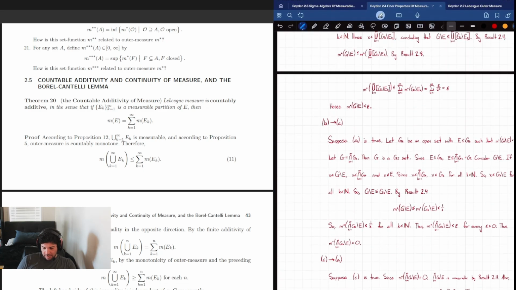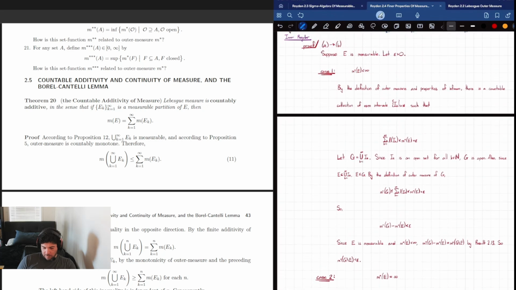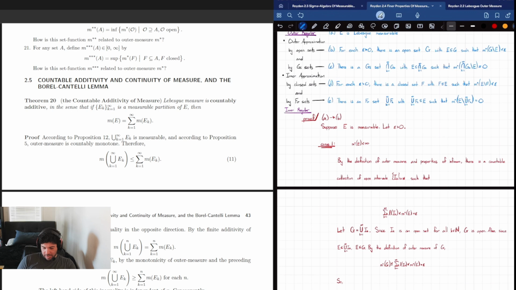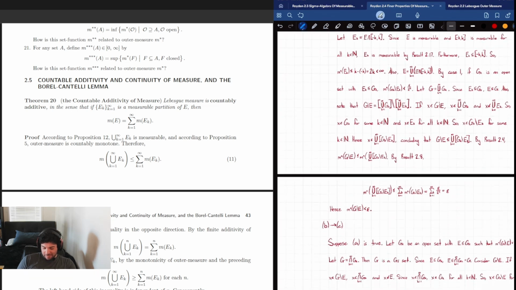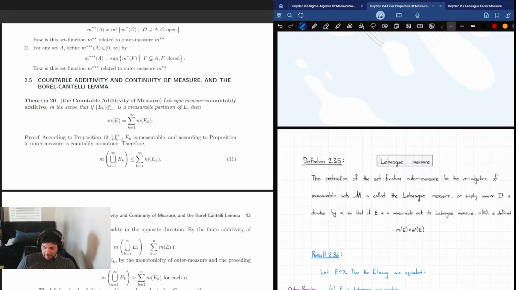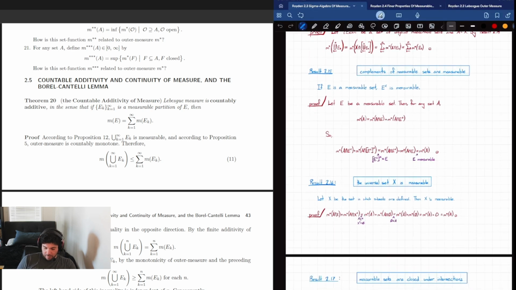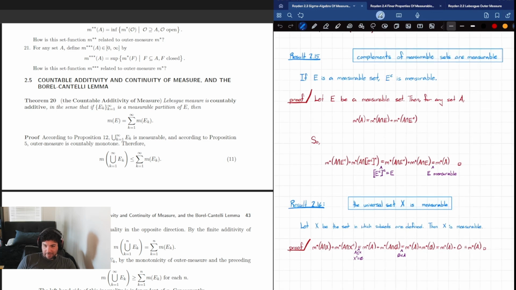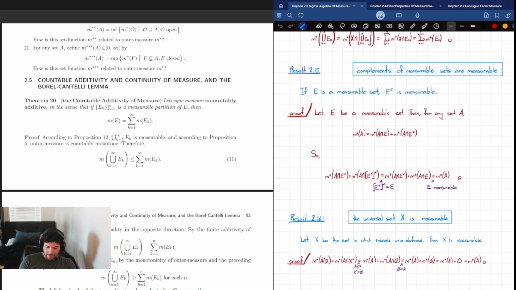Let's see. By the infimum, I need to... Anywhere I say by the infimum property, I'm basically referring to that property. Oh, not this one. But it's a lot of set theory. There's a lot of set theory that you kind of have to also know.